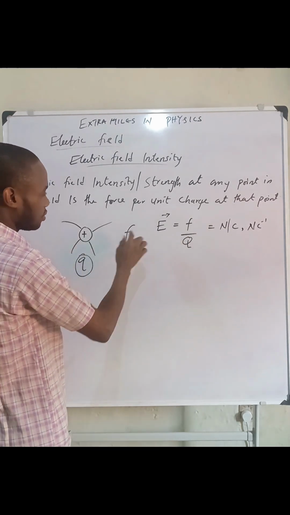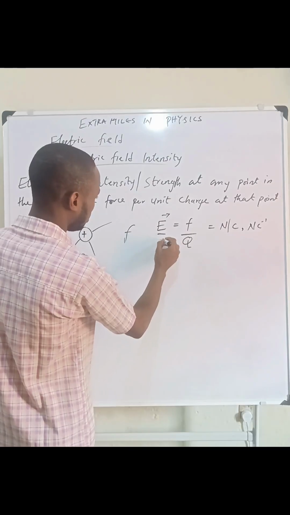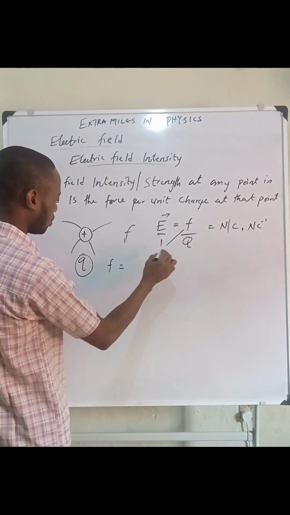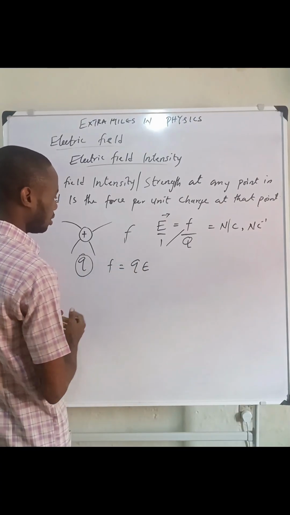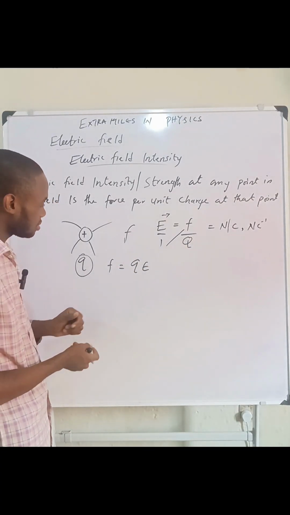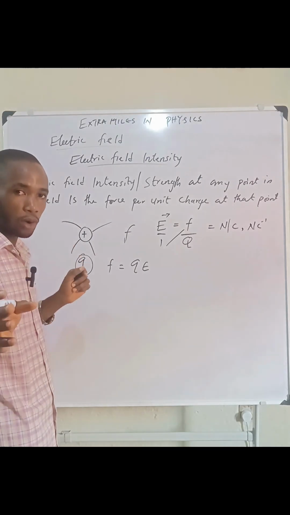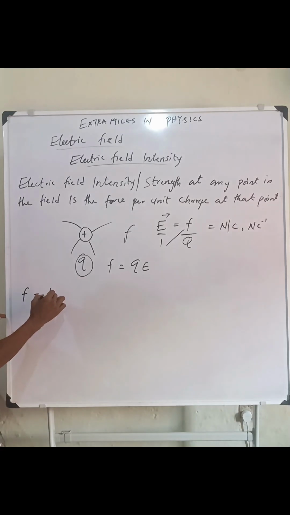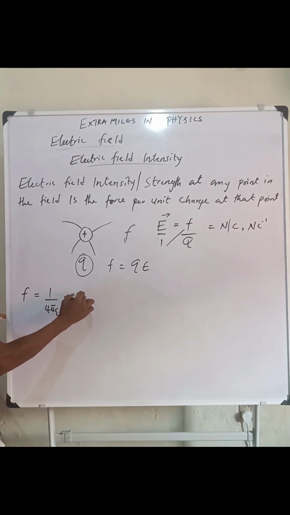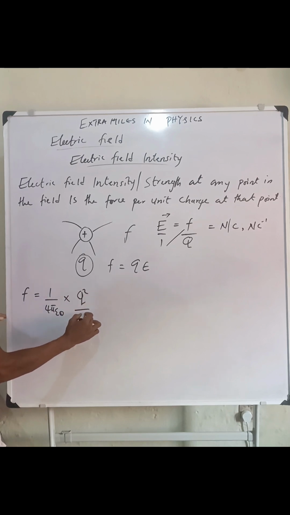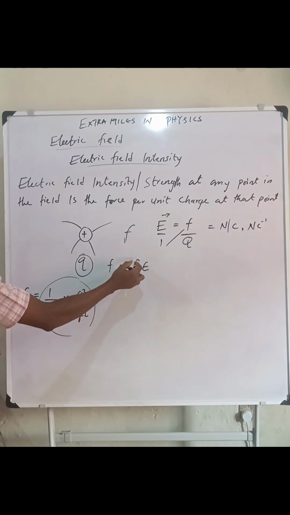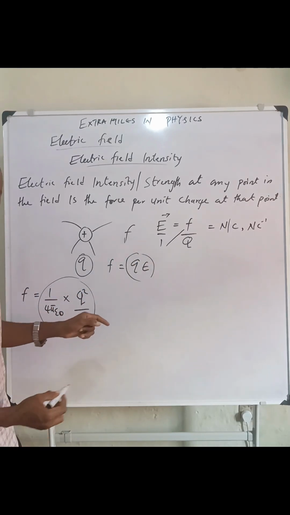All right, so what will be the next thing we want to do now? Let's make force the subject of the formula. If we make force the subject, that means we'll cross multiply, right? So we have force equals charge multiplied by electric field intensity. Now from this, let's recall Coulomb's law. From Coulomb's law, we had that our force was equal to 1 over 4 pi epsilon naught times Q squared over R squared. So if force is equal to this and force is also equal to this, then let's equate both of them.